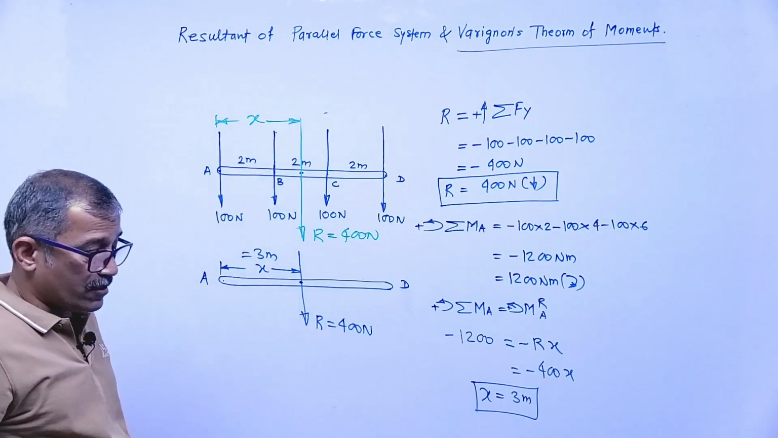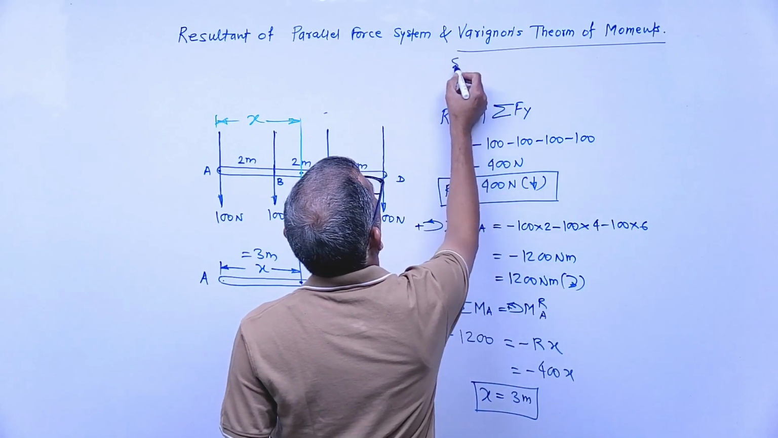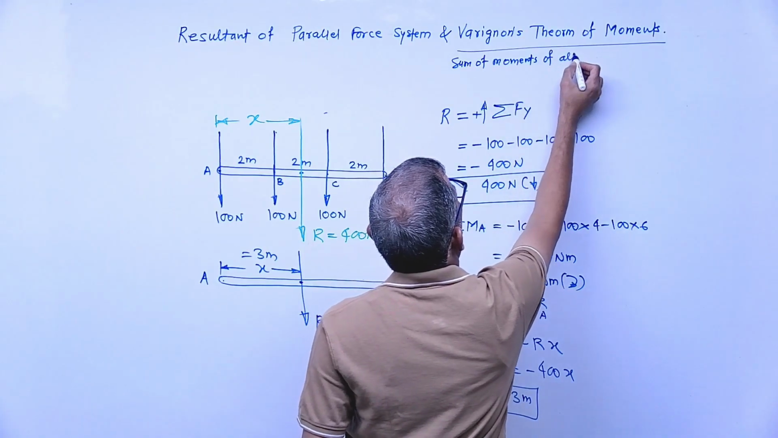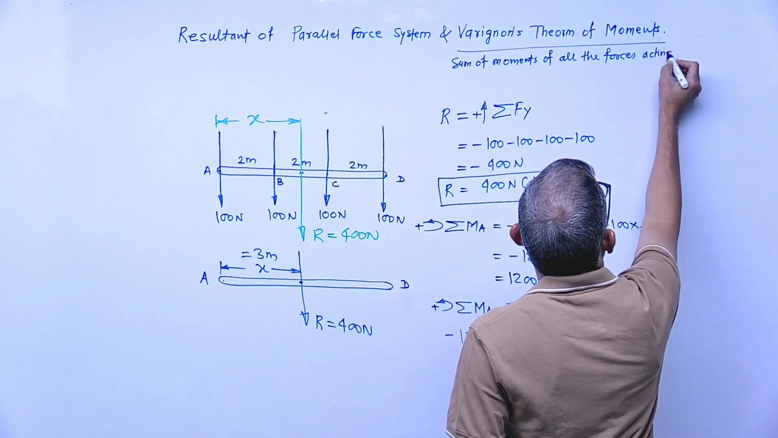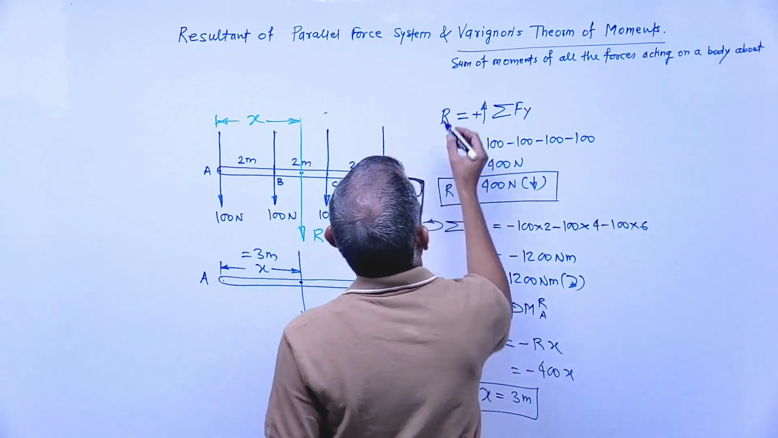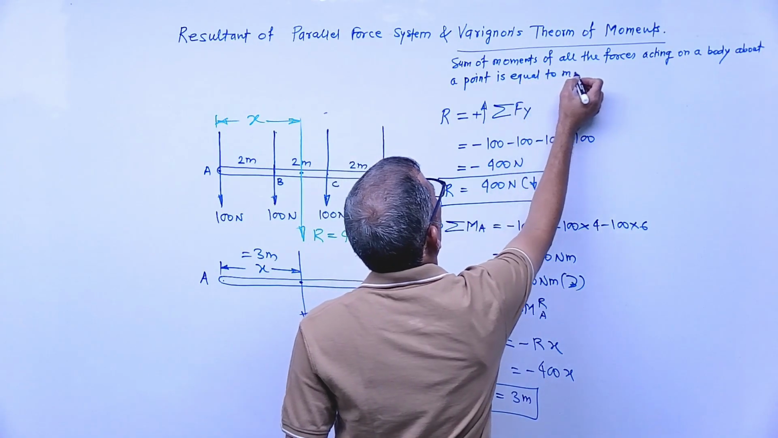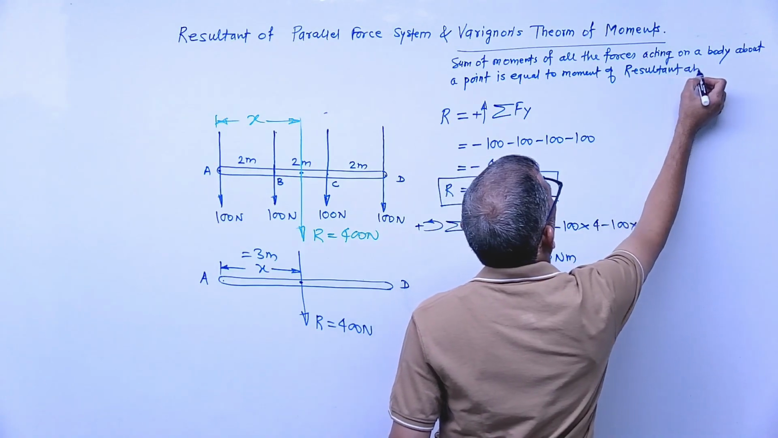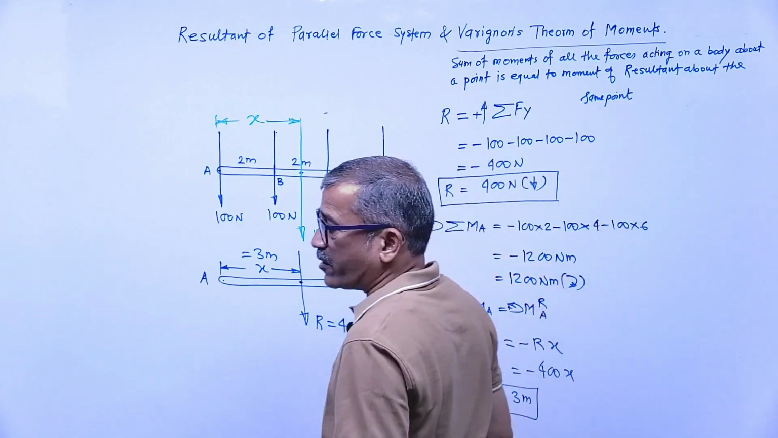So what is the statement of Varignon's theorem of moments? Note it down, write it here. The statement of Varignon's theorem is: the sum of moments of all the forces acting on a body about a point is equal to the moment of resultant about the same point. This is the statement of Varignon's theorem of moments.